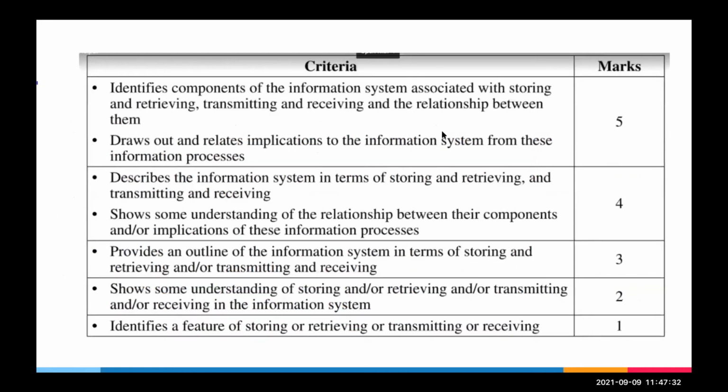What the question is asking is: identify components of the information system associated with storing and retrieving, transmitting and receiving, and look at this, the relationship between them. It draws out and relates implications to the information system from these information processes. So what are the examples? All right. It's a 5-mark question. The relationship between them. That's why you can see in my previous example, I'm trying to make a relationship between collecting, storing, retrieving, and processing.